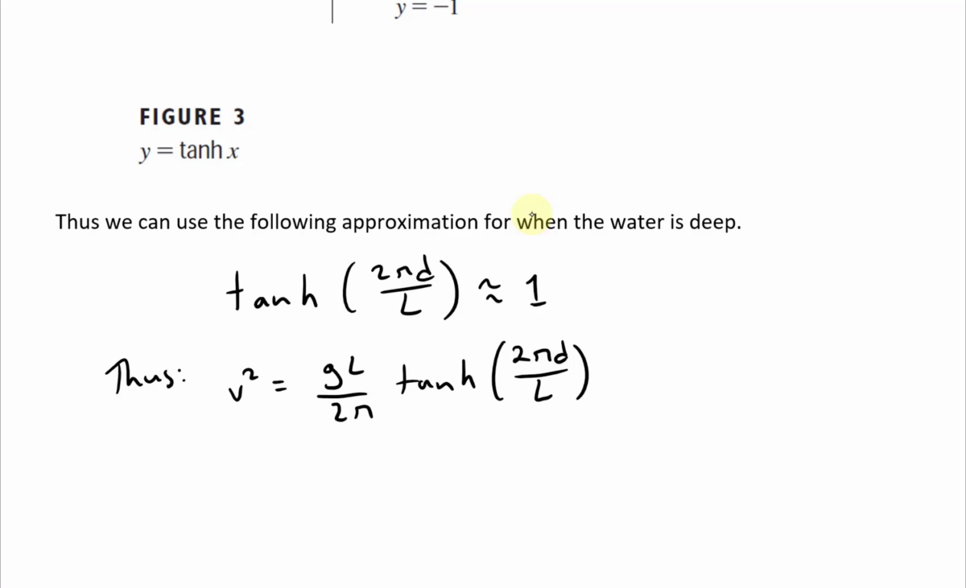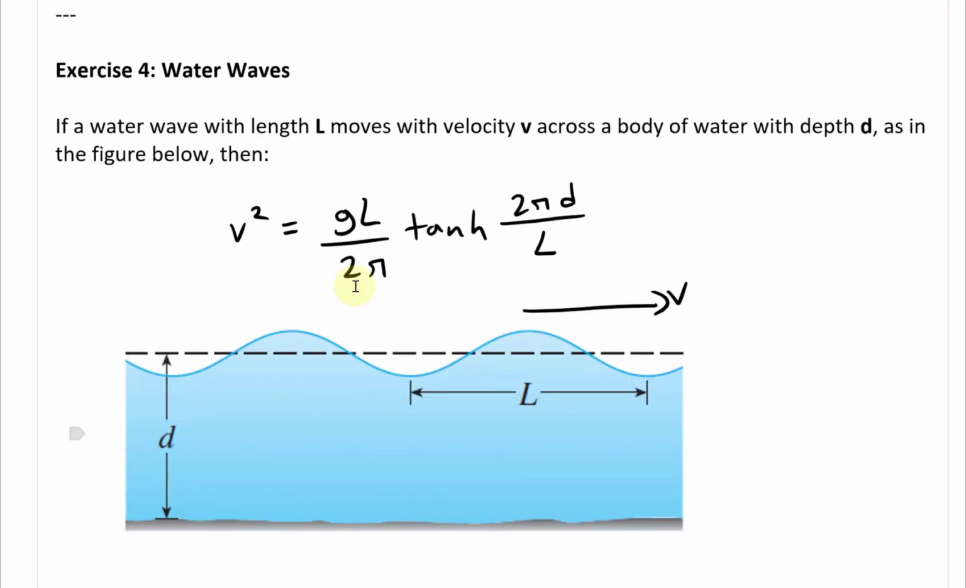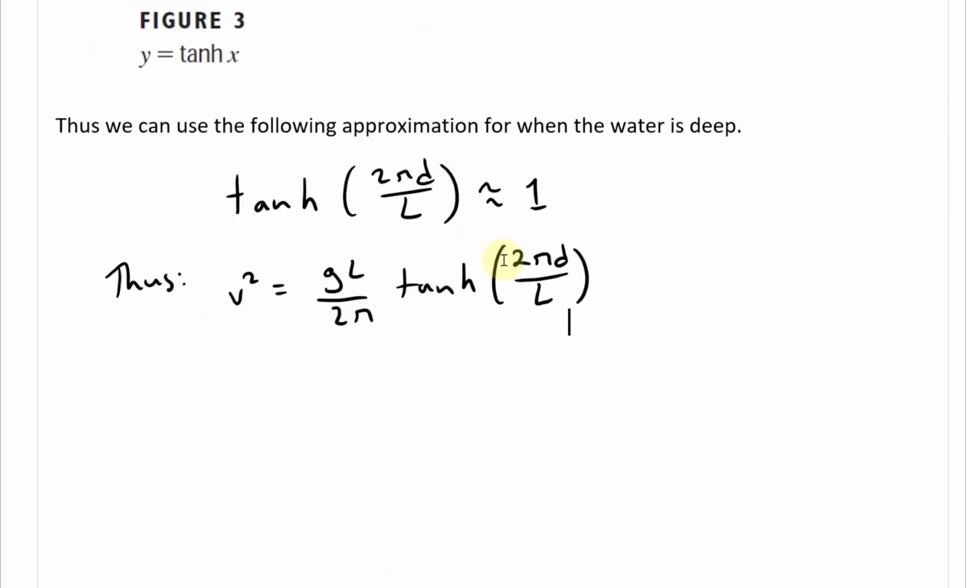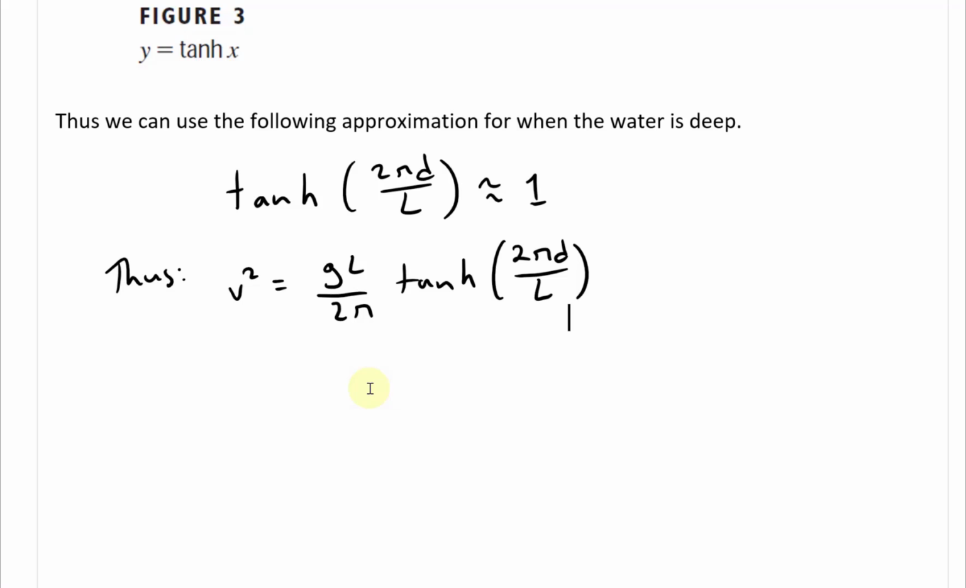This is now going to go to 1. So I'm just going to double check again. GL divided by 2 pi tanh of 2 pi d over L. That looks correct. Then this is just going to be approximately equal to G, because this tanh is going to be equal to 1, as that one is large. So this is just going to equal GL over 2 pi.